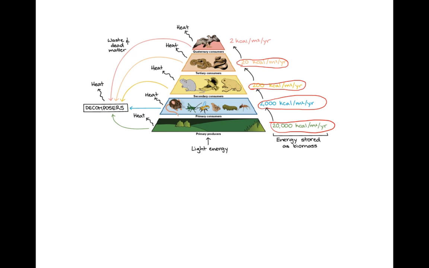So it's your energy level. And so by the time we get to the fourth level, he's only getting 2,000. So he has a lot of food to eat to be able to get that energy. The rest of that energy is lost as heat.